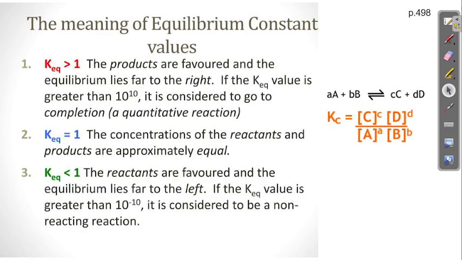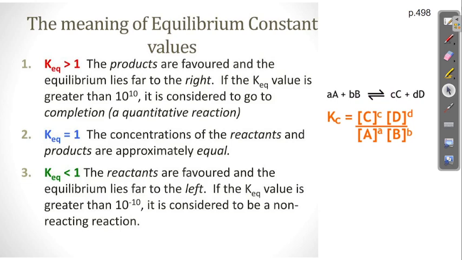The meaning of this equilibrium constant. How do we use this value? We're on page 496. Let's look at this. When your equilibrium constant is larger than 1, the products are favored and the equilibrium lies far to the right. If this number is larger than 1, what does it mean? It means that the top and the bottom are not the same. It means there is a lot more product, or there's more product than reactants. So the reaction is shifting towards the product side, towards the right.